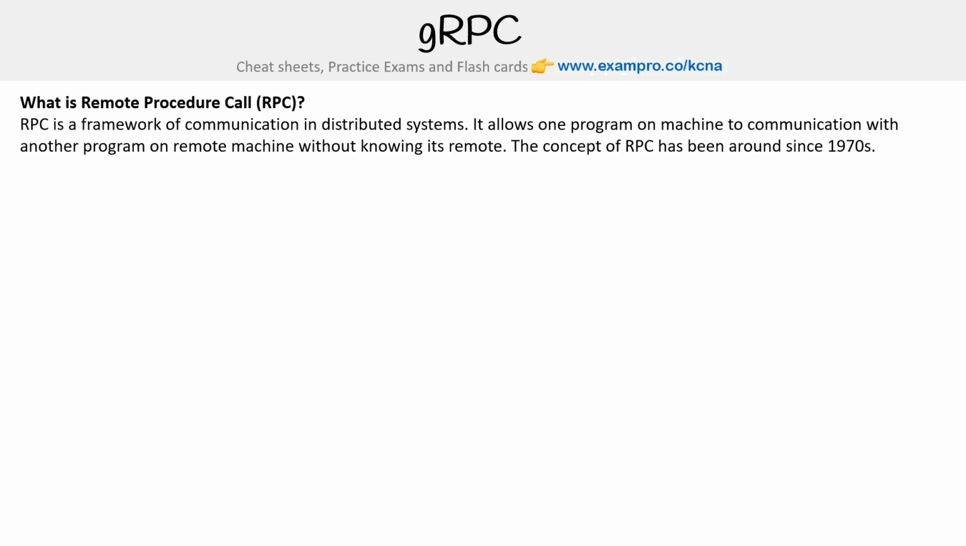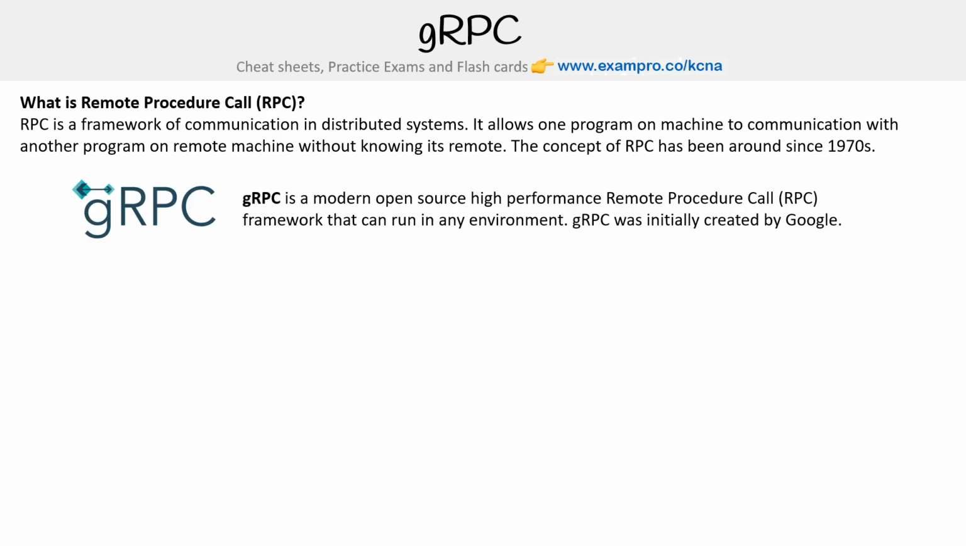Before we understand what gRPC is, we need to know what RPC is. That stands for Remote Procedure Call, and this is a framework of communication in distributed systems. It allows one program on a machine to communicate with a program on a remote machine without knowing that it's remote. And the concept of RPC has been around since the 1970s, so gRPC is much newer.